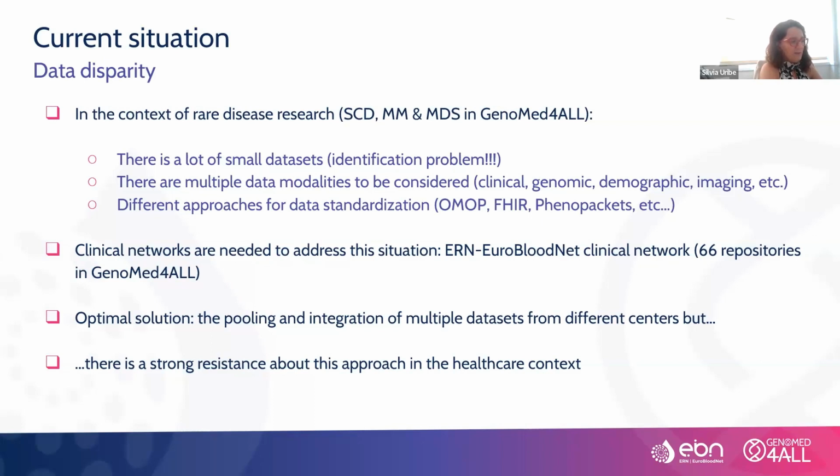Adding to this complexity is the fact that rare disease research involves multiple data modalities. We must consider not only clinical, but also genomic, demographic, imaging, and other types of data. These different streams of information are essential for gaining a holistic understanding of the diseases and defining the different solutions for each of them. And finally, there are different approaches to data standardization. Concepts like OMOP, FHIR, and Phenopackets bring their strengths, but also their complexity to the table.